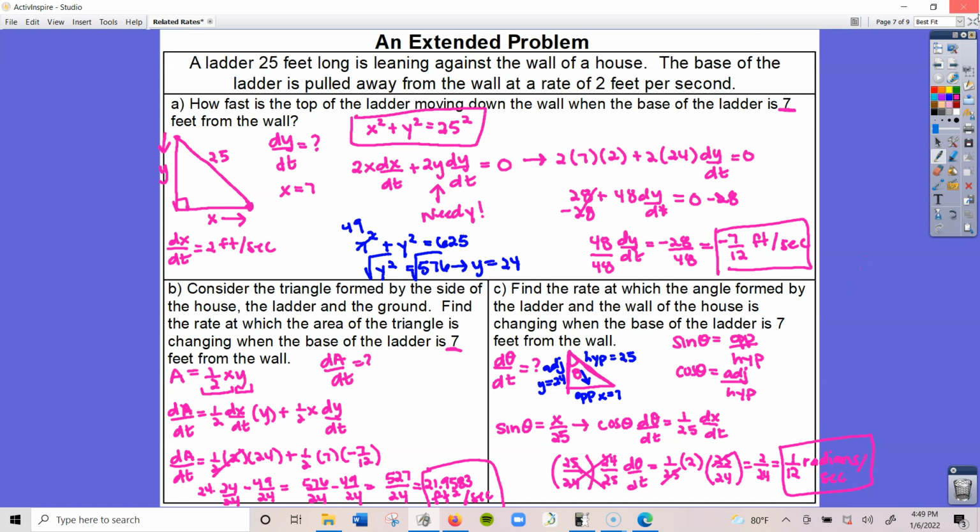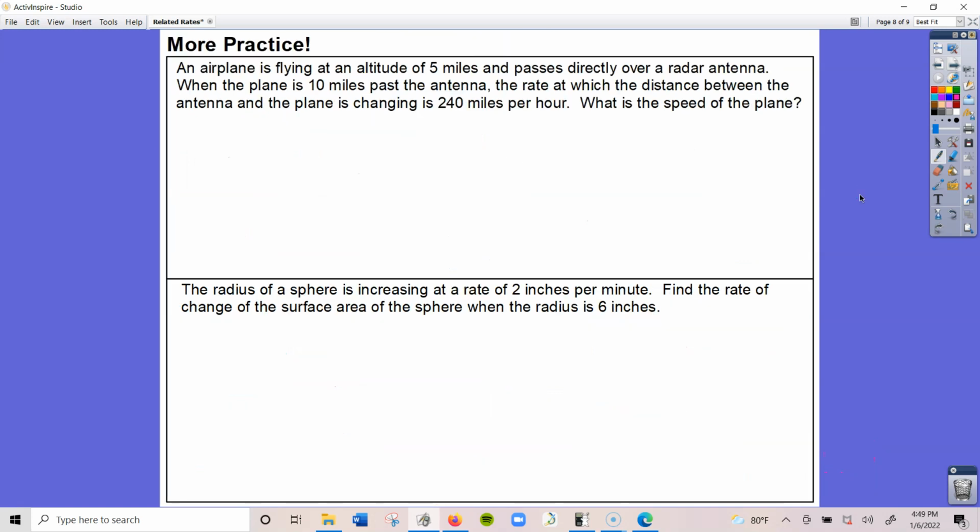Let's look at another problem. I told you we would be practicing lots of different types. These are unrelated, so we're doing independent problems now. An airplane is flying at an altitude of 5 miles. So let me draw this out. So we got our little airplane here. At an altitude of 5. Altitude is just a fancy word for height. So this is 5.